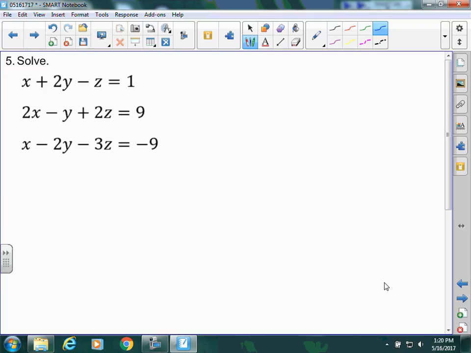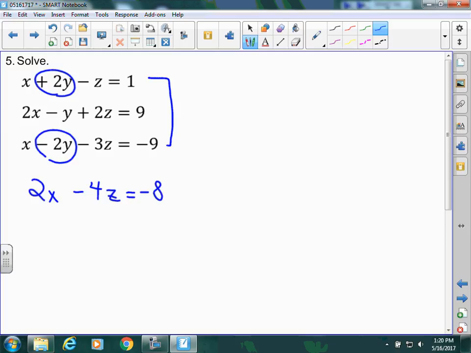Okay, so I look at this, I'm interested in something canceling out right away. And I look here at this first line, it has a plus 2y, and a minus 2y. And if I add those two lines together, they're going to cancel out, right? So I'm going to say x plus x is 2x, plus 2y plus minus 2y is 0, minus z plus minus 3z is minus 4z, 1 plus minus 9 is minus 8.